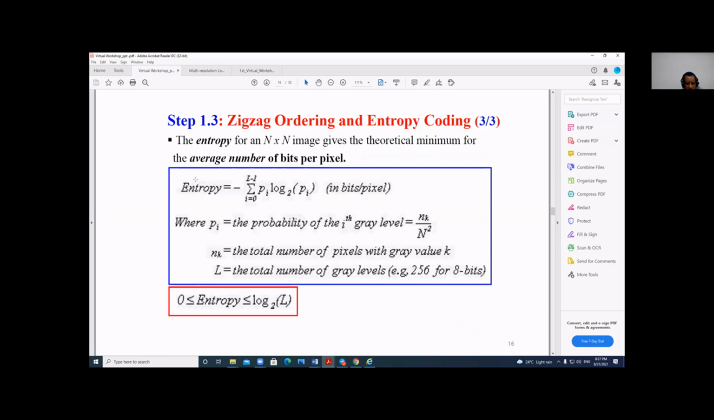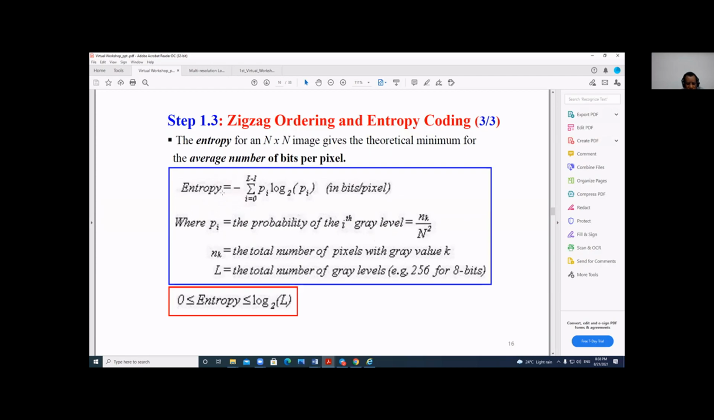We can compute the entropy of the given source. How to do that? Pi is a probability. You have n by n, that means n square number of pixels. Among those pixels, pixel level i occurs nk times. Then you can take this frequency, so this Pi represents the relative probability distribution. You take the log of that probability, multiplied by the probability value, with a negation of that, which means an inverse relationship.